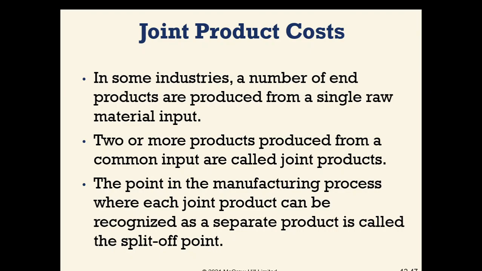Another example is the production of oil and gasoline products. All come from one raw material, and then how it is refined tells us the end product. The point of the manufacturing process where each joint product can be recognized as a separate product is called the split-off point.